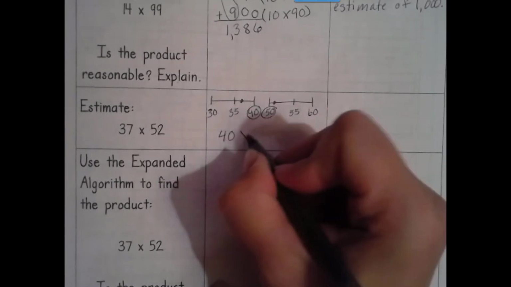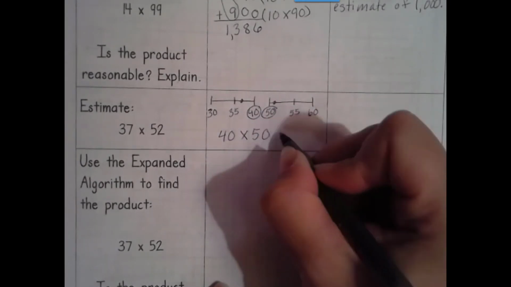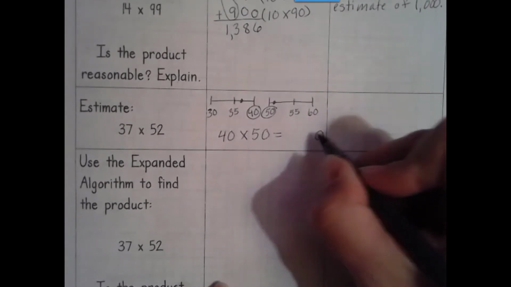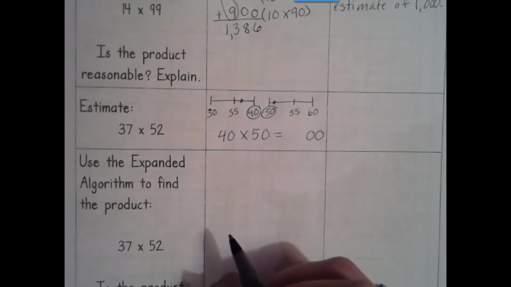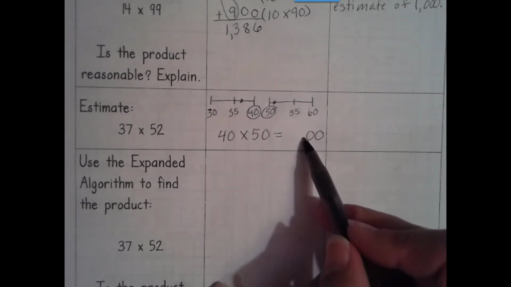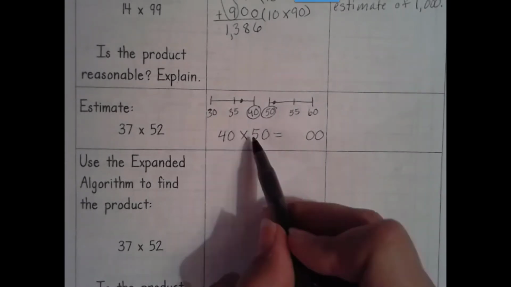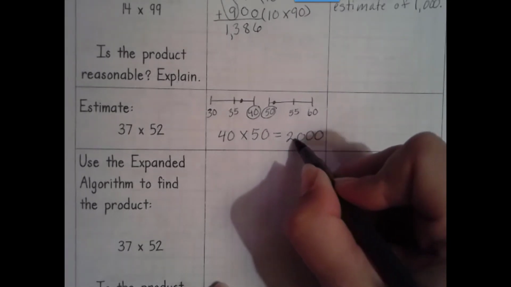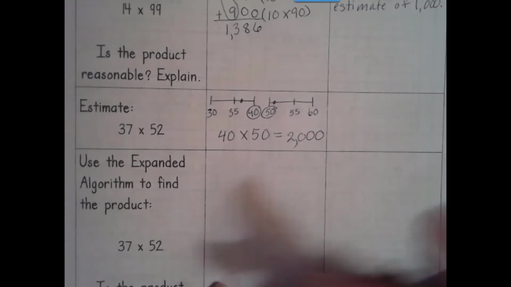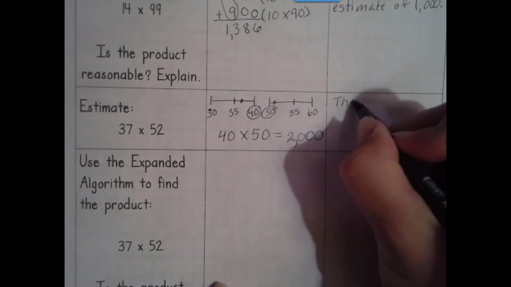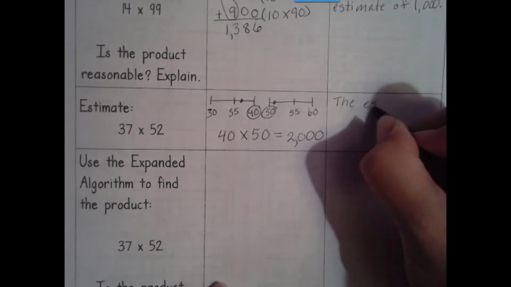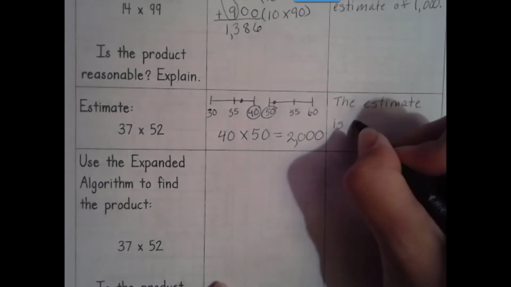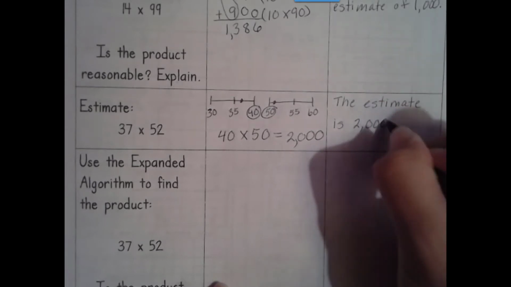So 40 times 50. I have 1, 2 placeholders. We'll move it over 1, 2 places because 10 times 10 is 100, so it moves us over to the hundreds place. 4 times 5 is 20. So I get 1, 2, 3, comma, 2,000 as my estimate. So the estimate is 2,000.